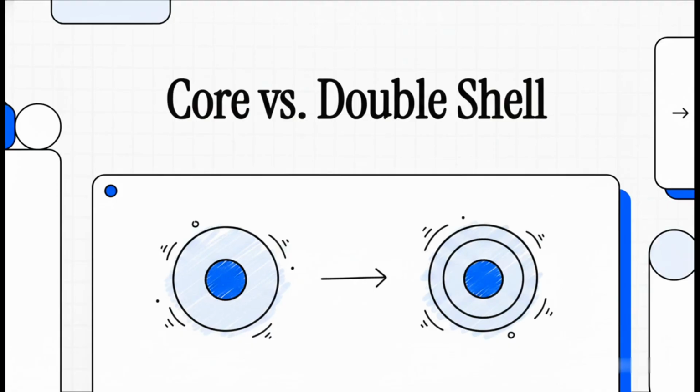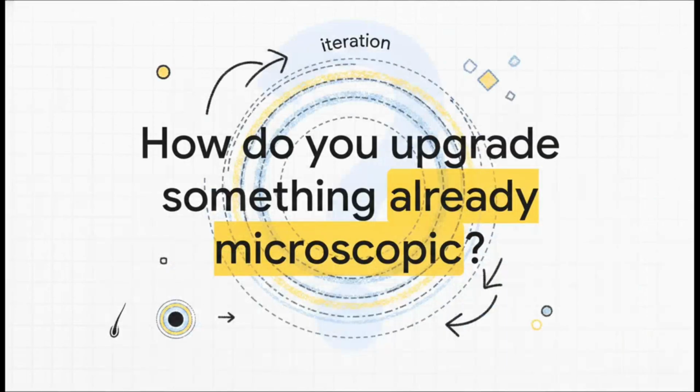We're exploring the super fascinating transition from core shell to core double shell nanoparticles. It's essentially the ultimate microscopic upgrade, and the visual evidence we have to walk through today perfectly maps out how this incredible leap in technology actually happens. It really begs a fascinating question, doesn't it? How do you upgrade something that's already microscopic?